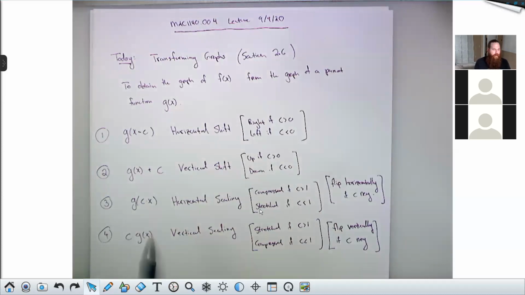By far, the best way to get your head around this is to practice with examples. A word of warning, the horizontal things kind of work the opposite way of what your intuition would want them to.